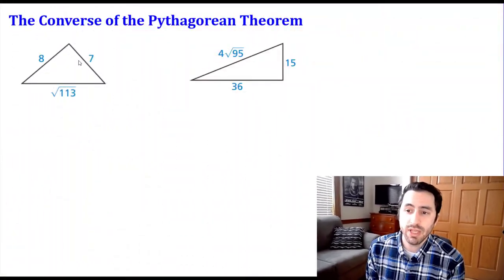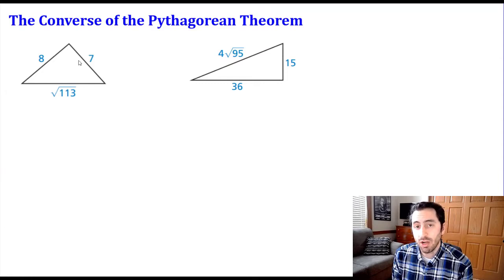Now, this theorem is also true in reverse. So the converse of this theorem is also a true statement. Going backwards, if a squared plus b squared does happen to equal c squared, then we know that our triangle is a right triangle. So that's what I want to talk about and how to use that.